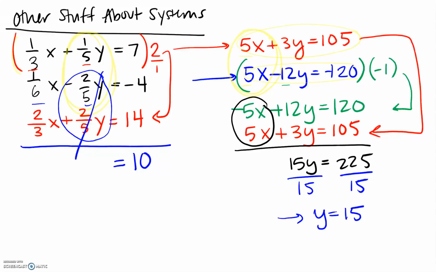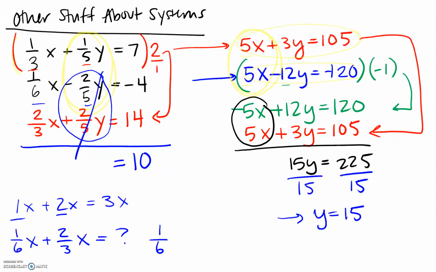The hardest thing to do here is to add this 1/6 x plus 2/3 x. What does this equal? You can't just type this in your calculator. If this was 1x plus 2x, we would just add them together, right? The 1 and the 2. So that's exactly what you're going to do. You need to figure out what 1/6 plus 2/3 is in order to combine these like terms.